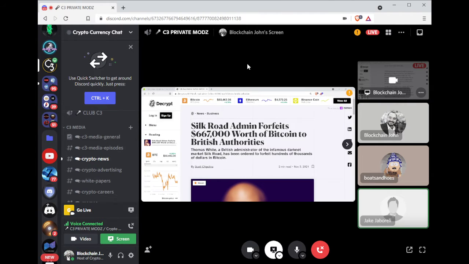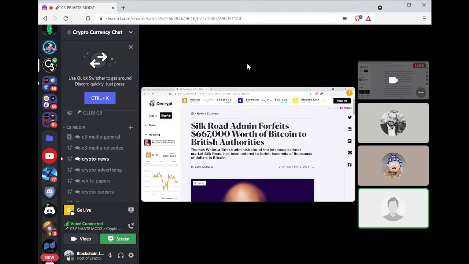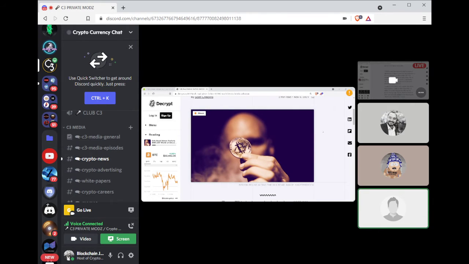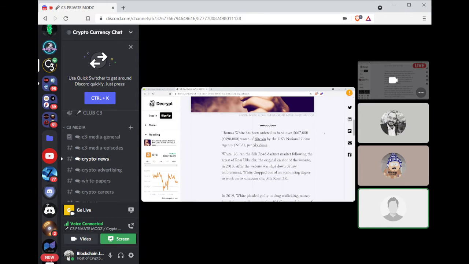Okay, so Scott Cipollina's article: Silk Road admin forfeits $667,000 worth of Bitcoin to British authorities. Doesn't sound like that much, right? Ten Bitcoin, maybe? Thomas White has been ordered to hand over $667,000, or 490,000 pounds, worth of Bitcoin by the UK's National Crime Agency, NCA, per Sky News.